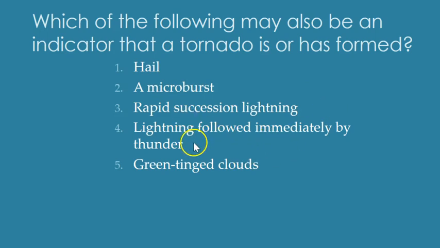Lightning followed immediately by thunder means that that lightning is like on top of you, because the separation of lightning and thunder is caused by distance, right?